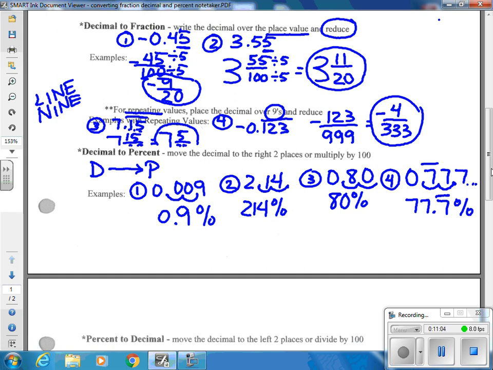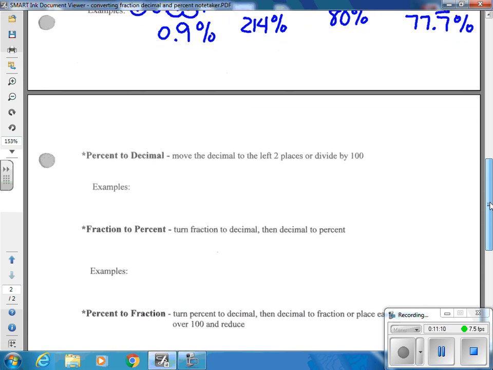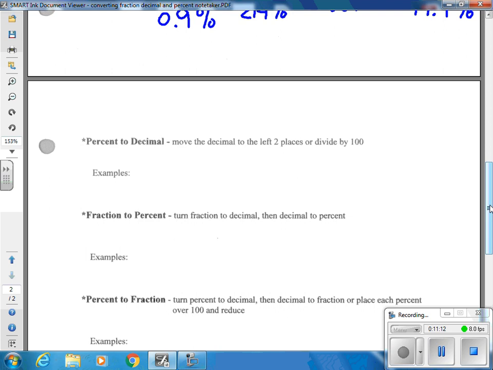Then when we go the other direction, which is just as easy, we're going to go from percent to decimal. So once again, you can use alphabetical order. Here's my D, here's my P. If I want to go from percent to decimal, notice my arrow is going to the left, so now I'm going to move the decimal to the left 2 places. Or if you want to use the calculator, now you can divide by 100. Most of us choose to just move our decimals. All right, so some examples of what you would see here.